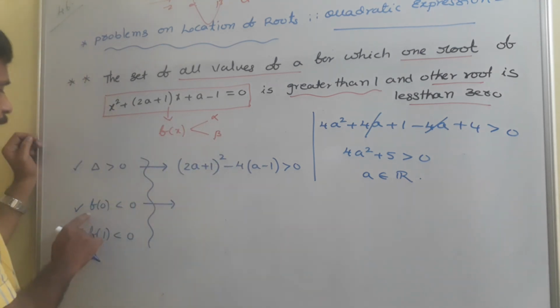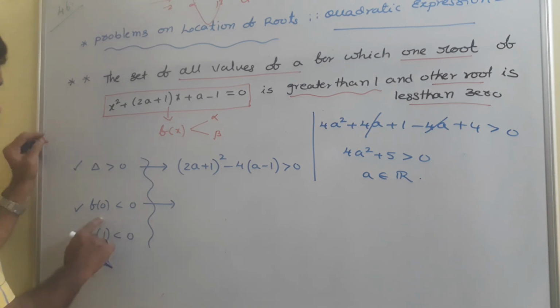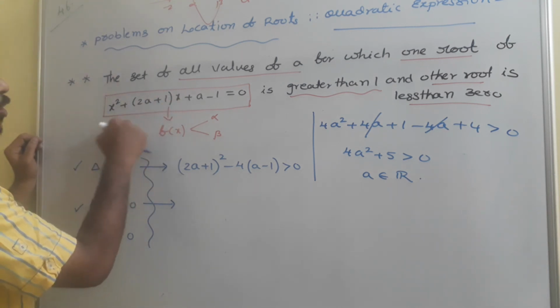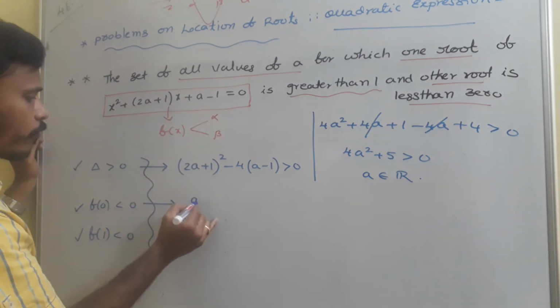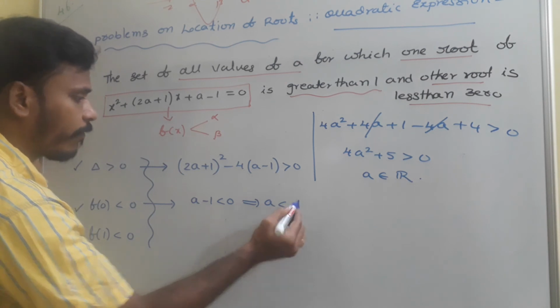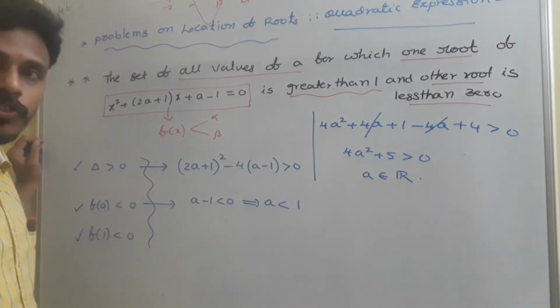Very clear. Second one, f of 0 less than 0. Replace x with 0. The x terms become 0, and you are left with a minus 1 only. a minus 1 less than 0, that implies a less than 1. That's the answer for this restriction.